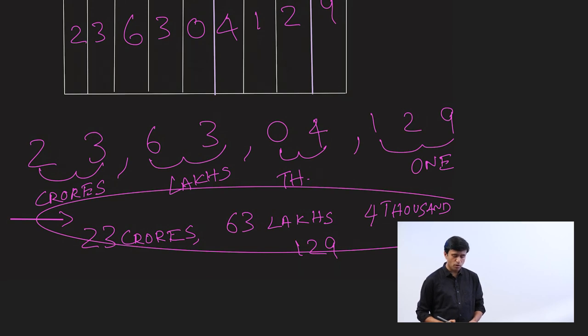9-digit number. So what is the population of Uttar Pradesh? If somebody asks you that, you can say it is 23 crores 63 lakhs 4,129.